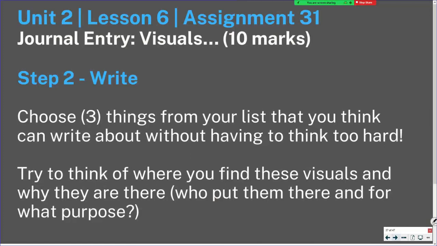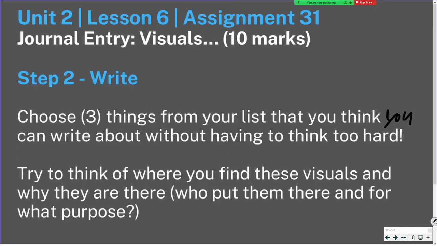So step 2, you're going to write. So choose 3 things from your list that you think you can write about without having to think too hard. So I think it's really important to do that, right? It's always good to just jot down a list of things. So when you're having a hard time getting started, sometimes the best way to move forward is to not try to write, but just to jot things down in point form. So you don't have to write in full sentences. You don't have to spell things correctly. All you have to do is come up with a list of stuff that you could write about. And you could write about none of it, all of it, maybe 3 out of 10. It doesn't matter, right? Just write your list.